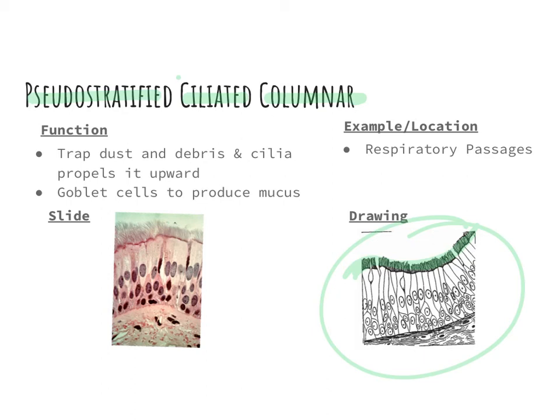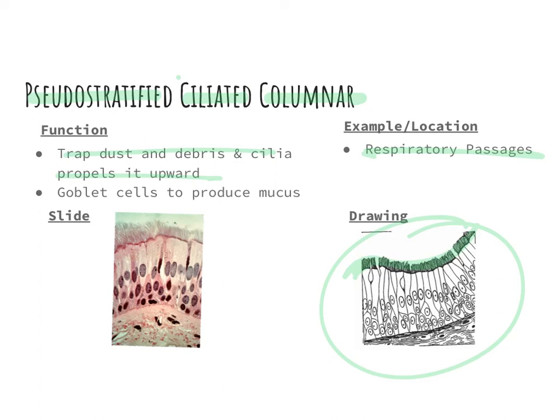So the function of this is to trap dust and debris, and the cilia helps to propel it upwards. So this is located in our respiratory passages. Really important to keep our lungs clear and clean and free from any pollutants that we might breathe in. That's what that cilia is for.